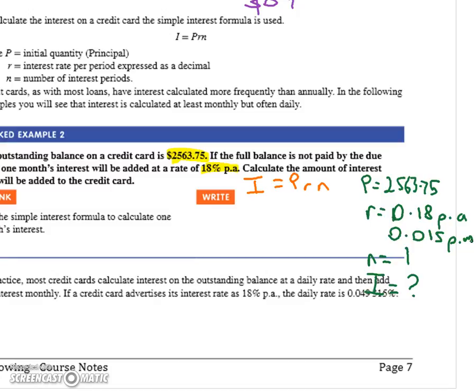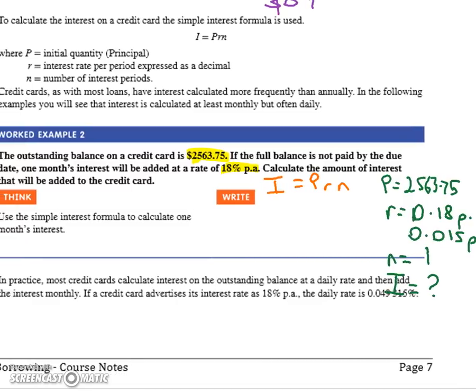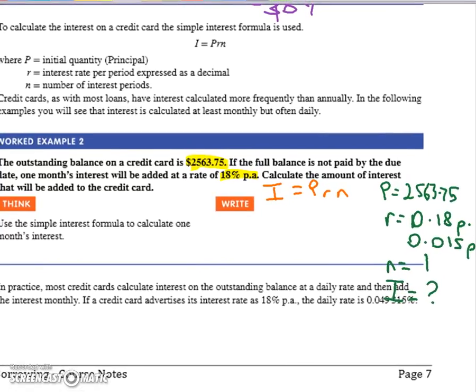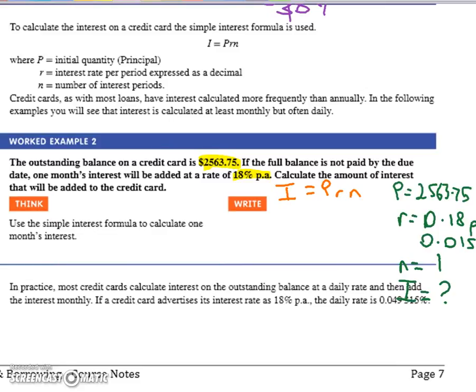All right. So now what do we do? We've written down what we know. Substituting. I equals 2563.75 times 0.015, and I'm not going to put the times 1 because we're only doing it for 1 month.